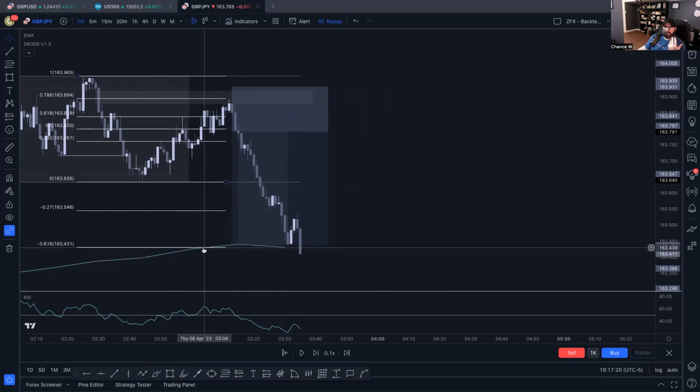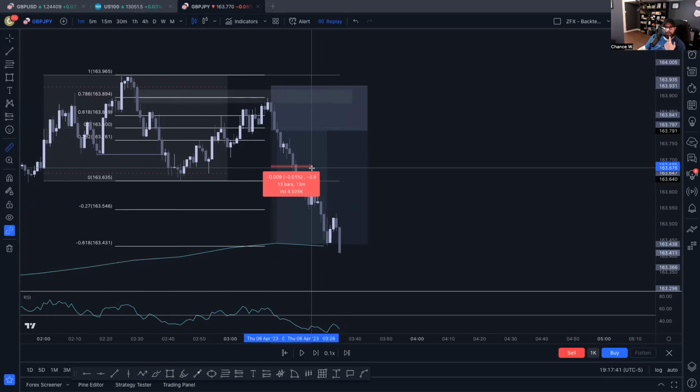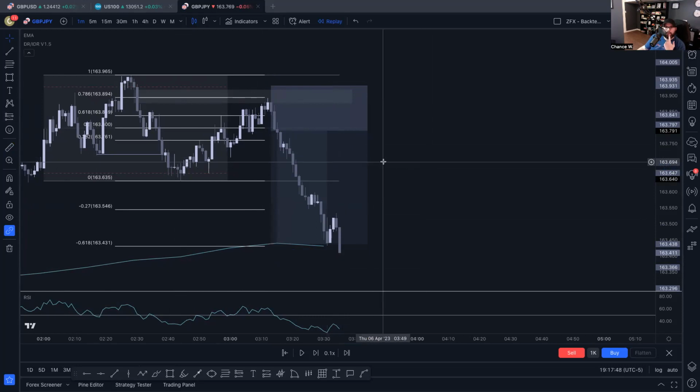The EMAs act like, especially the 50, 100, 200, when price is close towards those, they act like magnets. Like they just attract price to come back down or come back to wherever that moving average is. And that's exactly what happened here. Hit the 2.5% within, let's see here, 18 minutes of placing the trade. Pretty good.